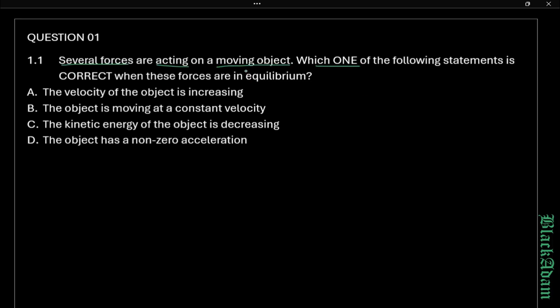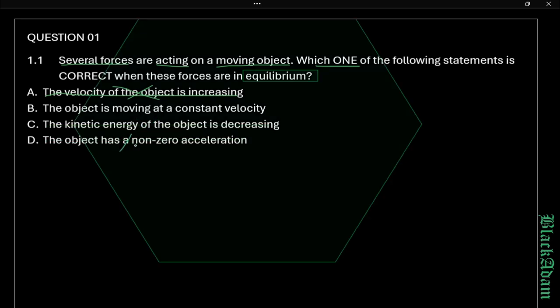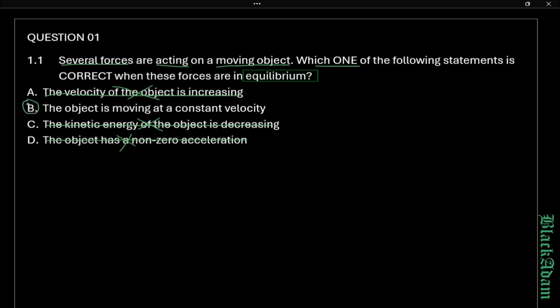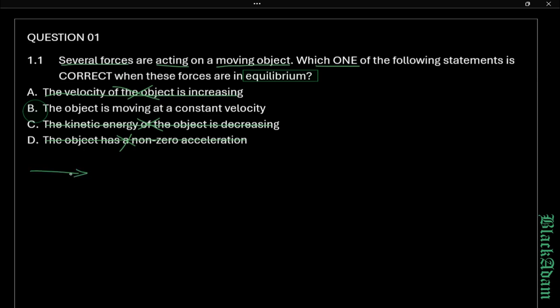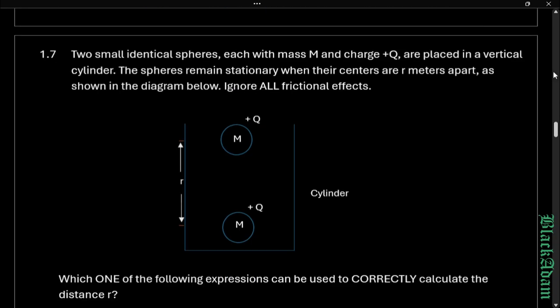We have forces acting on a moving object in equilibrium. We need to know which statement is correct. The correct one is going to be B: the object is moving at constant velocity. In equilibrium you can't have a net force, or velocity increasing or decreasing and things like that. So B is our answer.